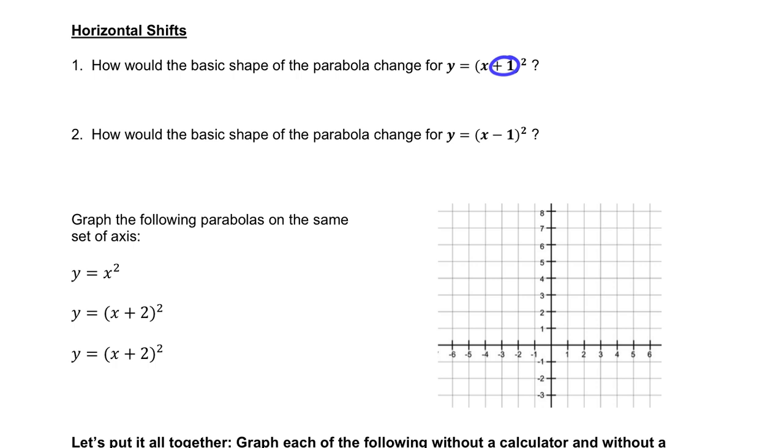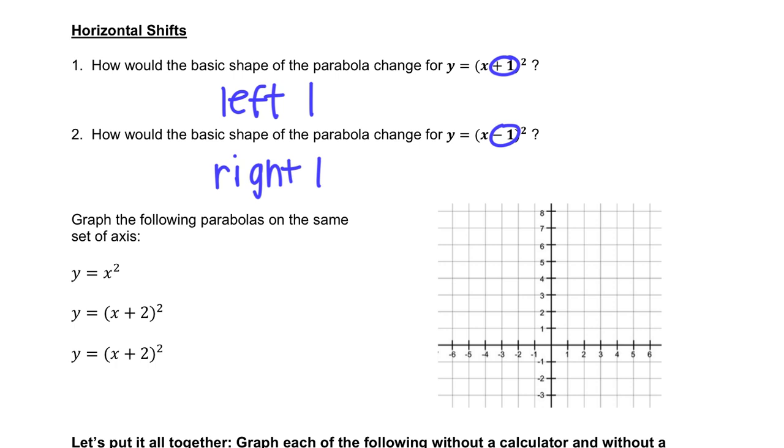Now with these, they are opposite of what we would normally think. Since this is plus 1, we're going to go left 1. It's opposite of what you would normally think. So positive is left, negative is right. So for number 2, we have an x minus 1 before the x squared. So that means we're going to go right 1.